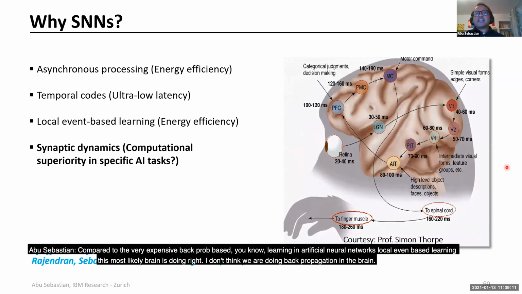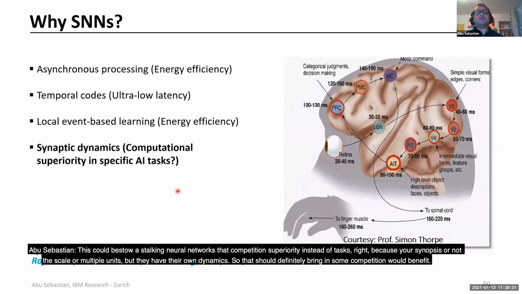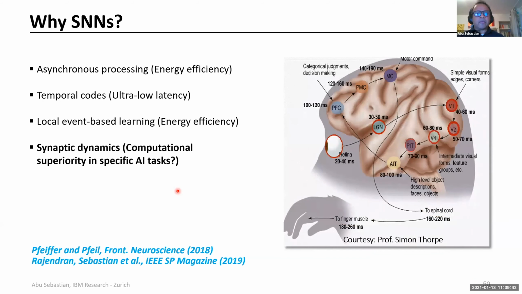Compared to the very expensive backprop-based learning in artificial neural networks, local event-based learning, which most likely the brain is doing, right? I don't think we are doing backpropagation in the brain. So it could be highly efficient, right? So this is another big advantage that could come. And finally, because of this additional synaptic dynamics, this could bestow spiking neural networks with computational superiority in certain tasks, right? Because your synapses are not just scalar multiply units, but they have their own dynamics. So that should definitely bring in some computational benefit.